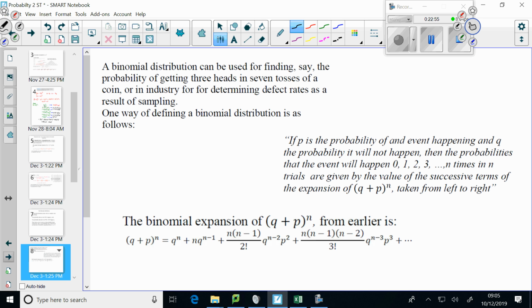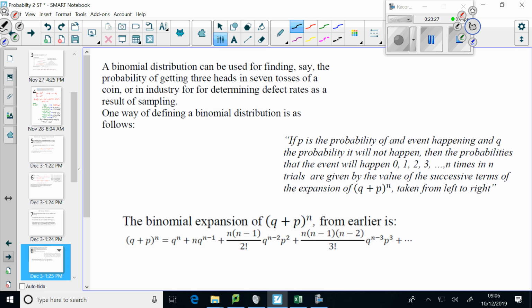A binomial distribution can be used for finding the probability of getting 3 heads in 7 tosses of a coin. Or in industry, for determining defect rates as the result of sampling. So you want to sample and predict how many faulty components you've got in a batch. Okay. One way of defining binomial distribution is as follows.